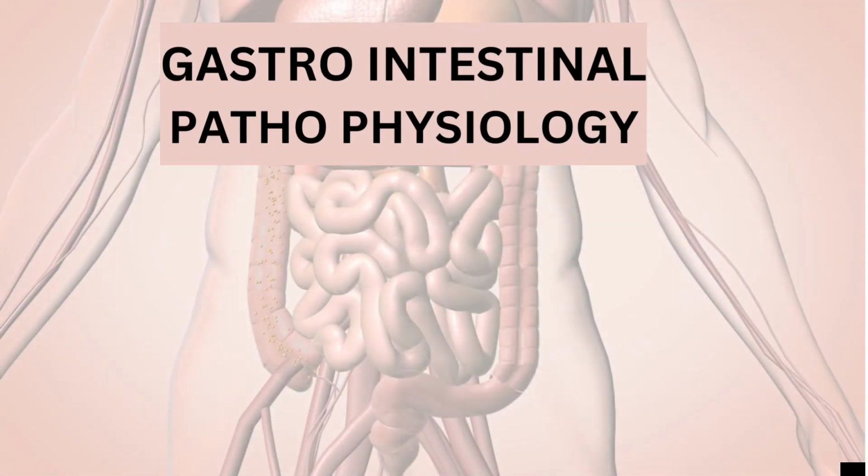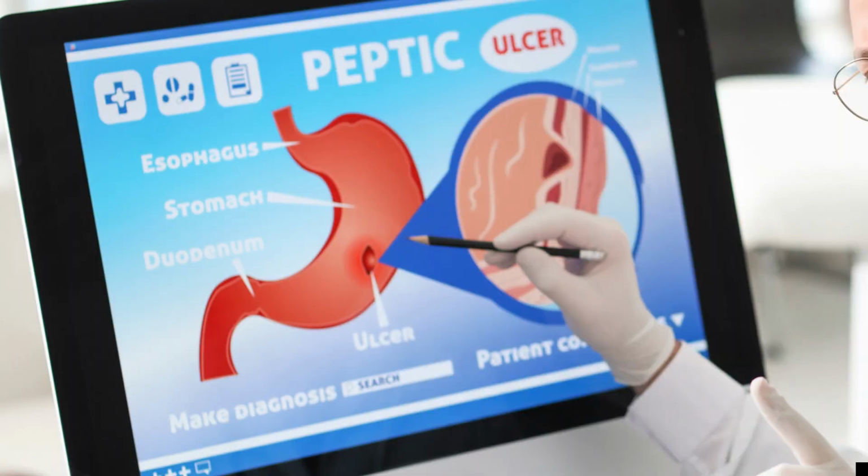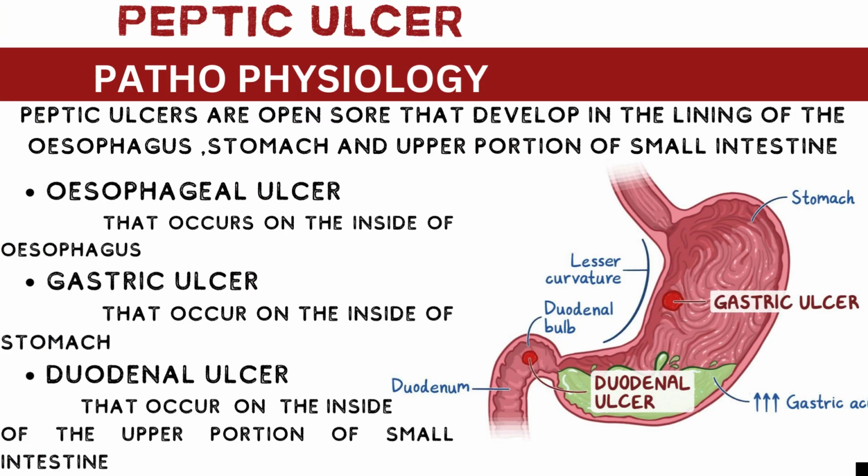Gastrointestinal Pathophysiology Part 3. Let's talk about peptic ulcer. Pathophysiology. Peptic ulcers are open sores that develop in the lining of the esophagus, stomach and upper portion of the small intestine, which are known as the following.